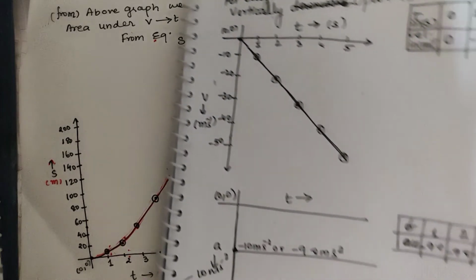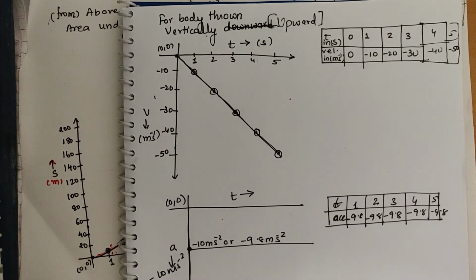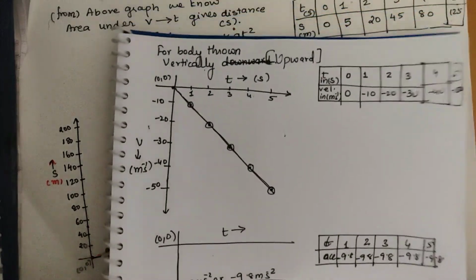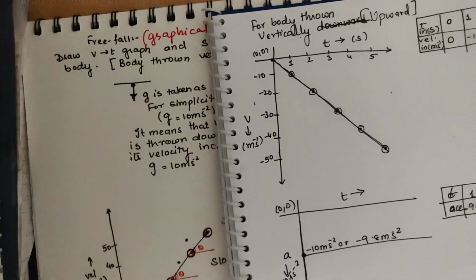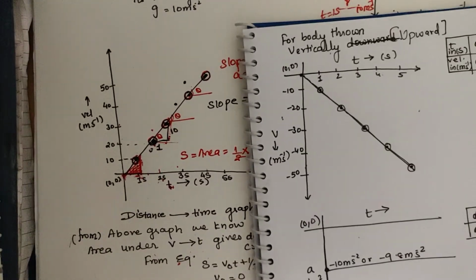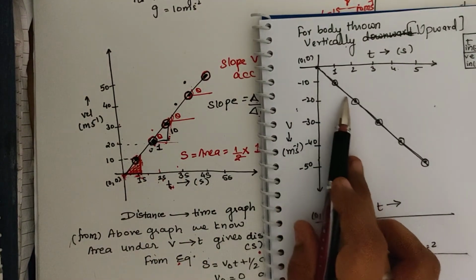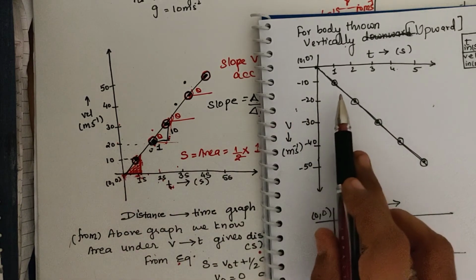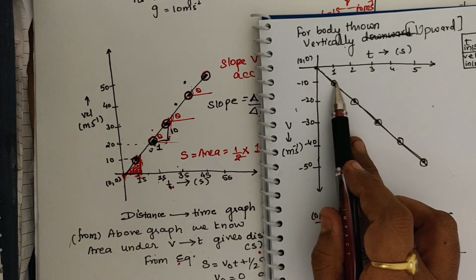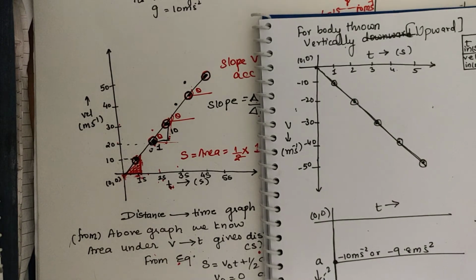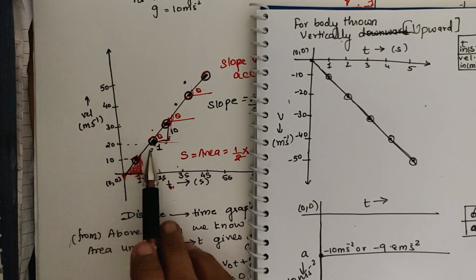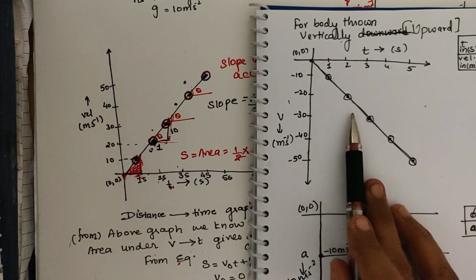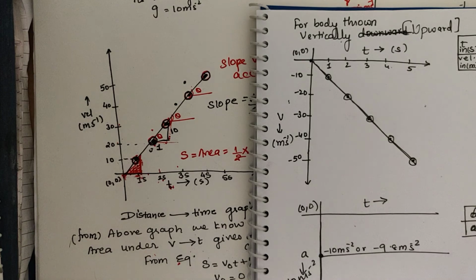Fine. Suppose we need to find the displacement, the velocity versus time and the acceleration versus time for the body thrown vertically upward. The only thing is that these graphs would be in the opposite direction. This is positive, so all these values must be taken as negative. In place of 10 here for 1 second, we get minus 10 here. For 2 seconds it becomes minus 20 and so on. So the velocity versus time graph for the body thrown downward is this, and similarly the velocity versus time graph for the body thrown upward would be like this.